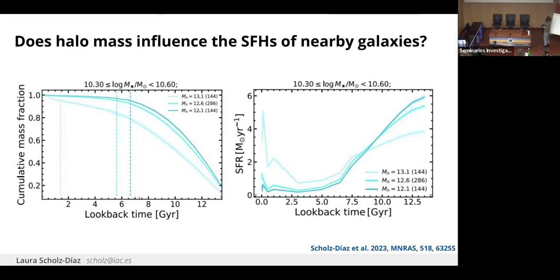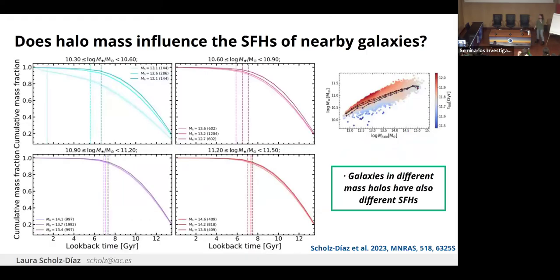You see that now these galaxies in these low mass halos have a very high peak of star formation rate at earlier times. They decline the star formation rate with time very rapidly, maintaining very low levels of star formation rate today. In contrast to galaxies in more massive halos, which have a lower peak at earlier times, decline their star formation not so rapidly, and even they rejuvenate and have higher levels of star formation rate today. So this is in a stellar mass bin.